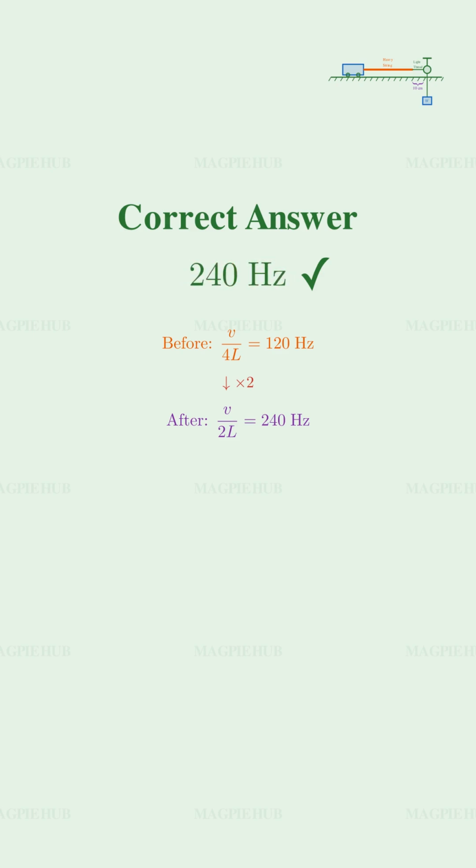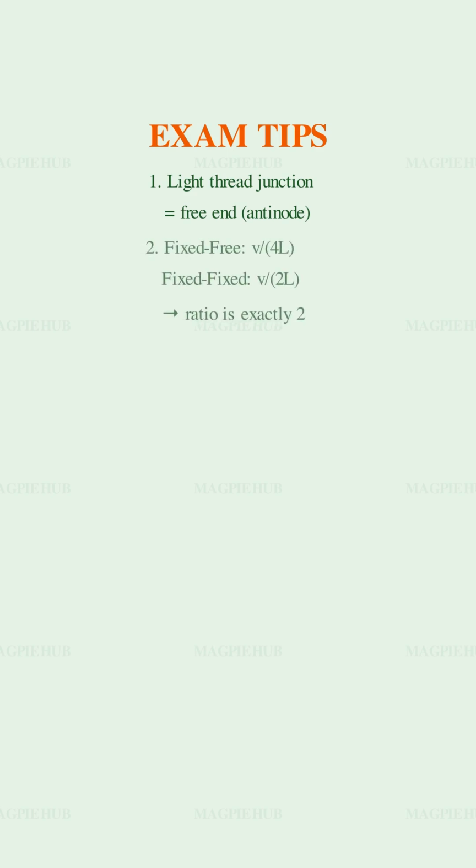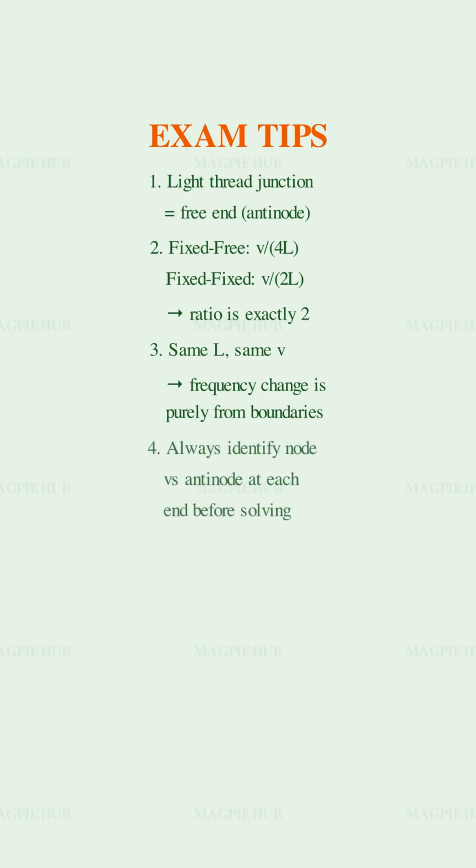Here are some important tips. Tip 1. A light or massless string junction acts as a free end for the heavier string, always an antinode. Tip 2. Fixed free fundamental is V over 4L while fixed fundamental is V over 2L, the ratio is exactly 2. Tip 3. When the string length does not change, the frequency change comes purely from the boundary condition change. Tip 4. In problems with pulleys, identify whether each end is a node or antinode before writing the frequency formula.